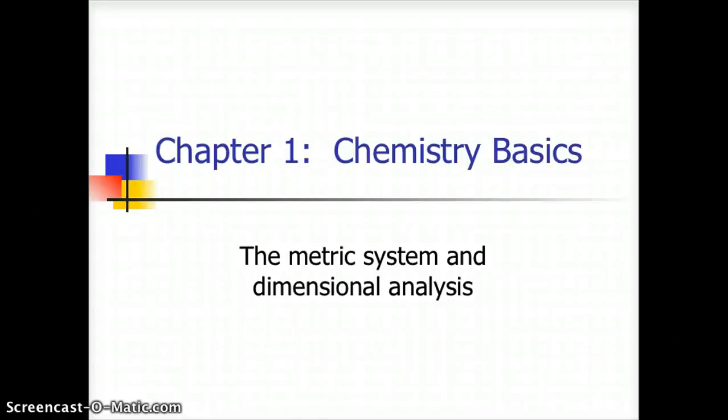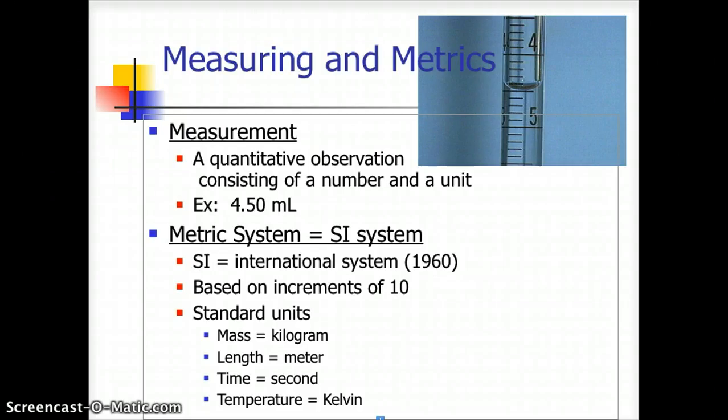The metric system and dimensional analysis. Just like some of the other things we've been talking about with significant figures and scientific notation on Monday and Tuesday, this is another area that you'll be using this entire year in chemistry and in future science classes. Some information on the metric system and measuring.